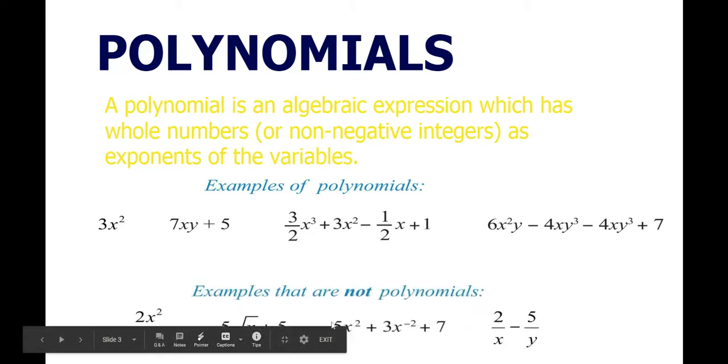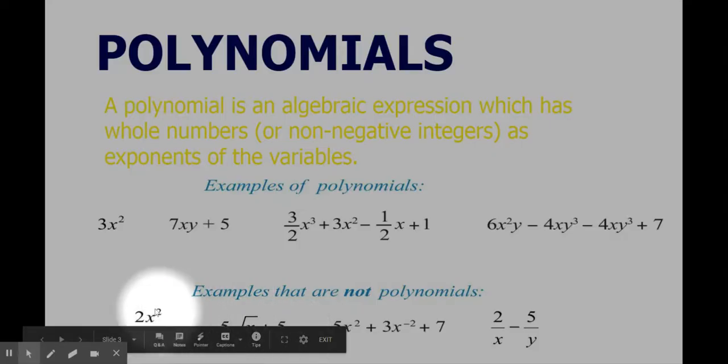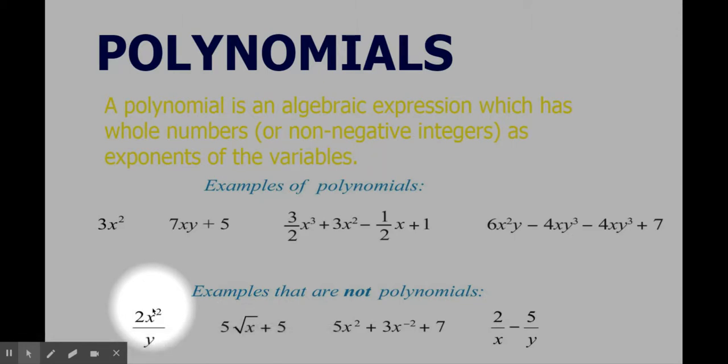Let us look at them one by one. In the first case, we can see it is 2x squared upon y. This means it is 2x squared y raised to the power negative 1, due to which the power happens to be a negative integer. So it is not a polynomial.